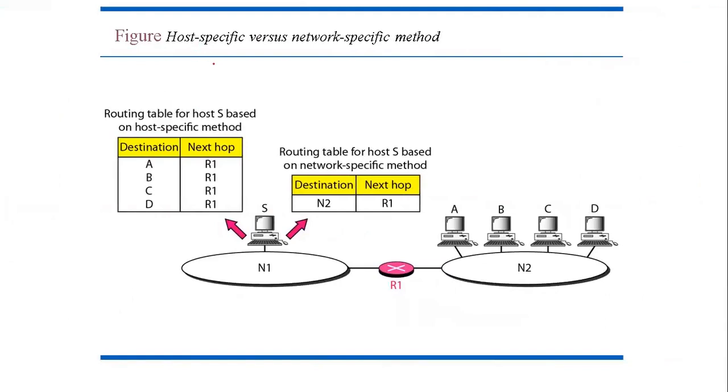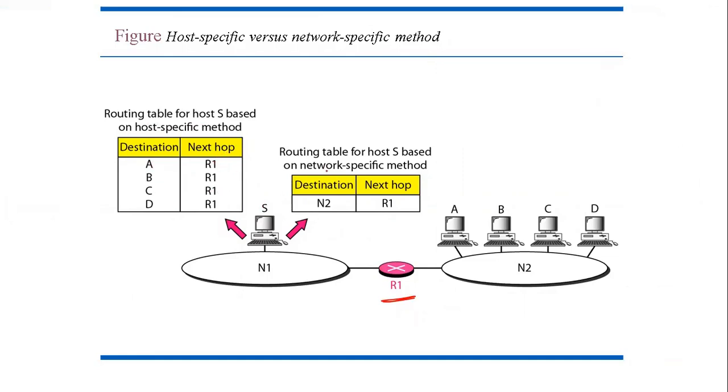Then we have the host specific method versus the network specific method. Suppose in network N1 we have a host S, and in network N2 we have different hosts A, B, C, D. Now these two networks are connected by the router R1. For the host specific method, what will happen? Suppose the destination is A, the next hop will be R1. If the destination is B, R1.